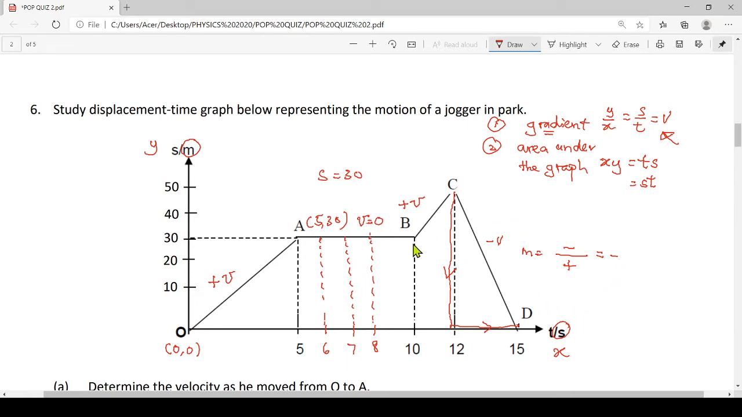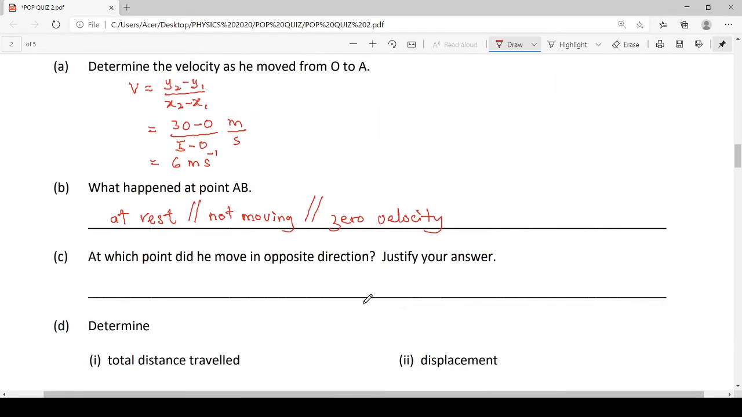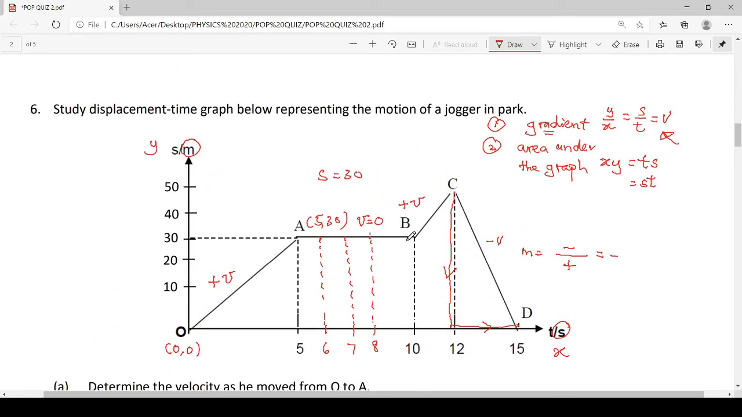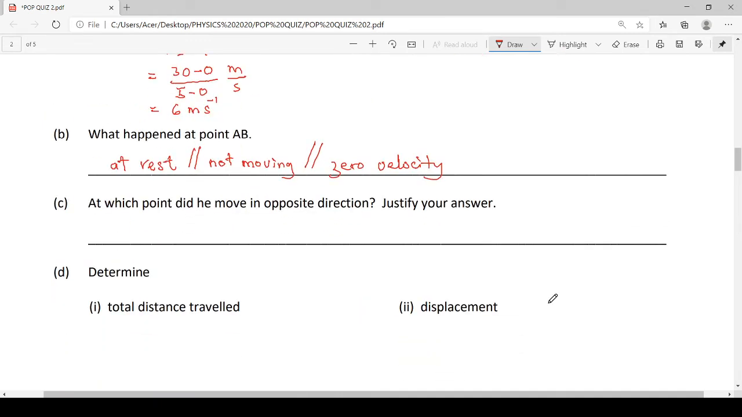If you recall, velocity is a vector quantity. So positive, we assume it's going to the right, to the front, and going up. But a negative velocity simply means it's going in the opposite direction: left, down, or reverse, going backward. So which point did he move in opposite direction? The answer would be C, D.